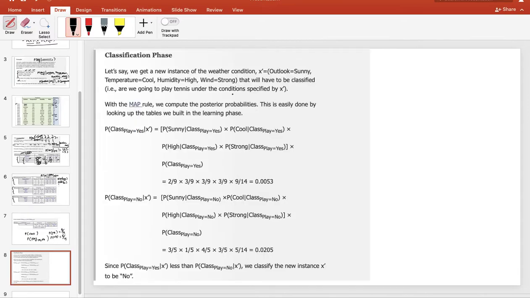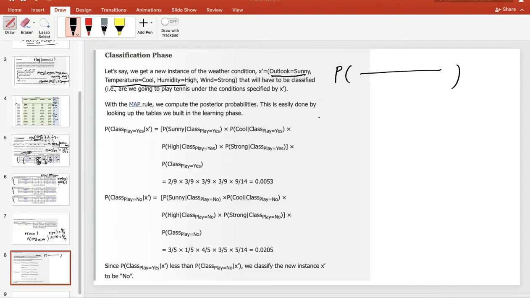Now finally, let's say we are given some unknown weather forecast. The outlook is sunny, the temperature is cool, humidity is high, and wind is strong. So will we play on that day or not? That's the question. We are given some unknown weather forecast, and the question is, will we play on that day or not? So how can we solve this?